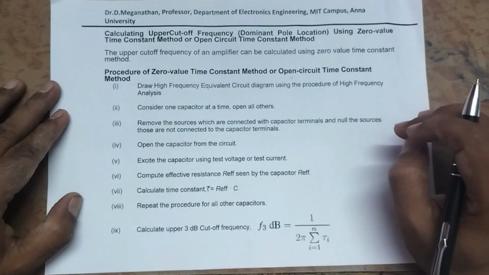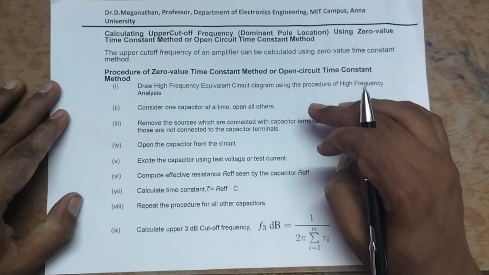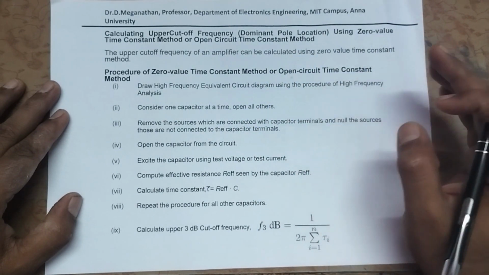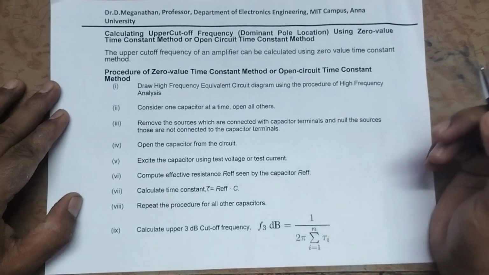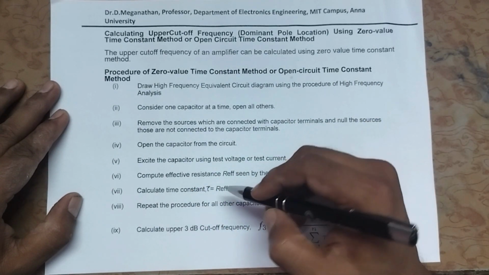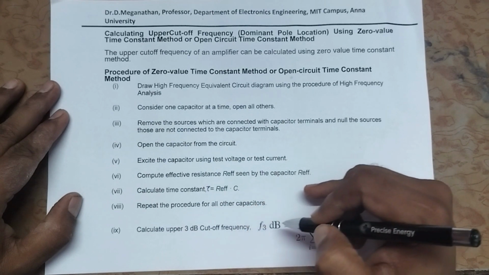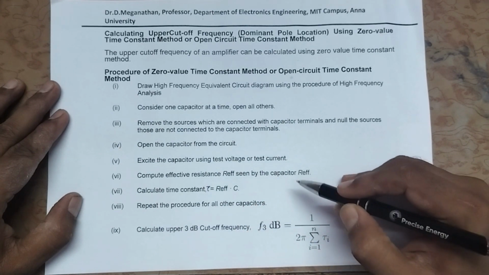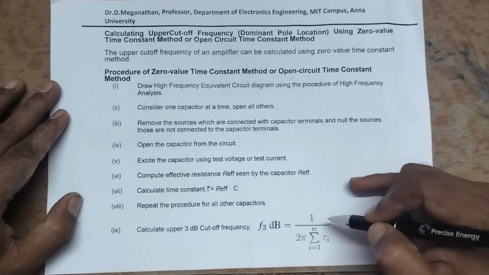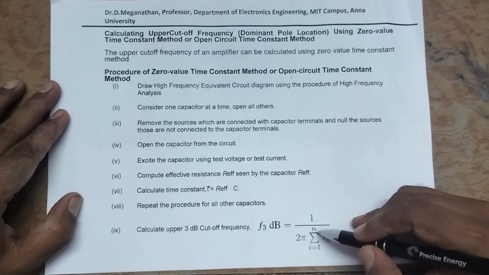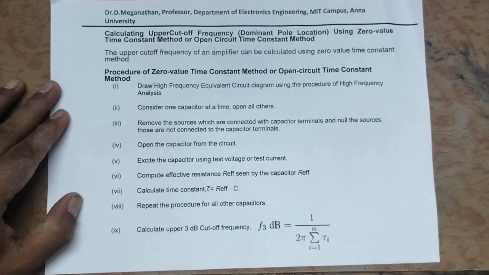After calculating tau for all the capacitors, we can compute the overall upper cutoff frequency. The upper cutoff frequency can be calculated by using this formula: f3dB is 1 over 2 pi times the summation of i equal to 1 to n of tau i.